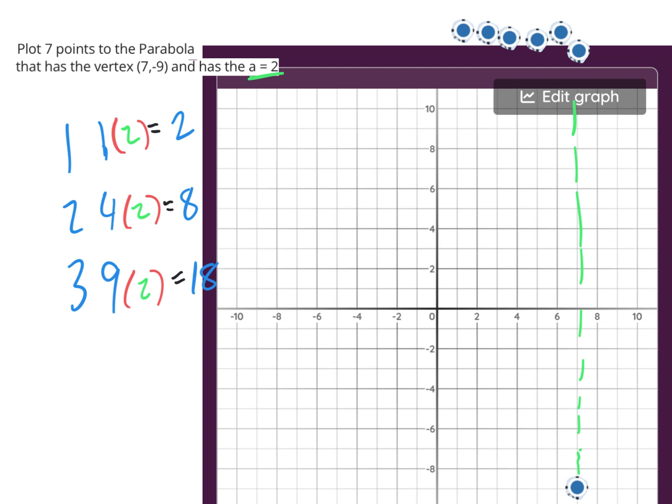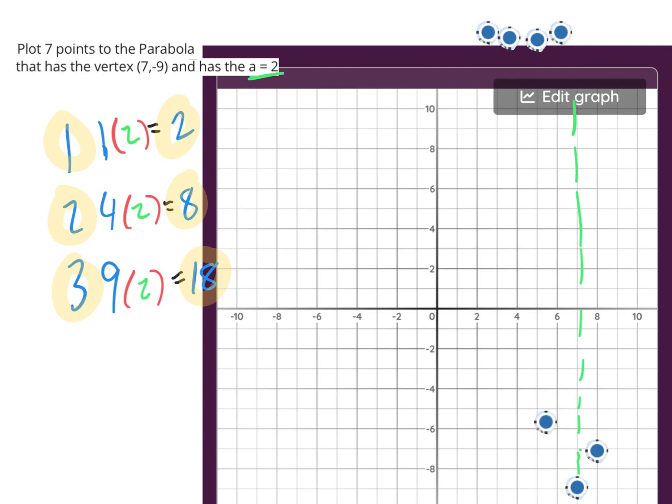Let me highlight it here. 1 over from the vertex, 2 up; 2 over from the vertex, 8 up; and 3 over from the vertex, 18 up, okay? So we're going to first plot our point, 7, -9, which we already did. So let's take one of these points, and from the vertex, we're going to go 1 over, 2 up, and put a dot right there.